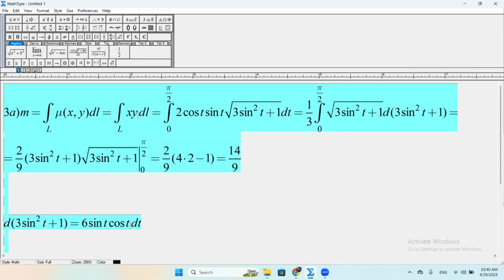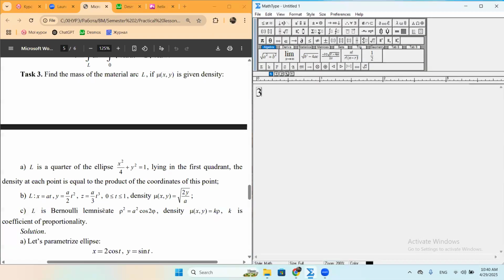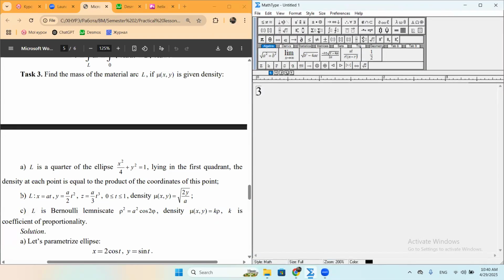Okay, if no questions, let's move to the next task. I will skip B for now and let's move to C. Because B is, again, a parametric function, but it looks easier. So what about 3C? We have the Bernoulli cascade.